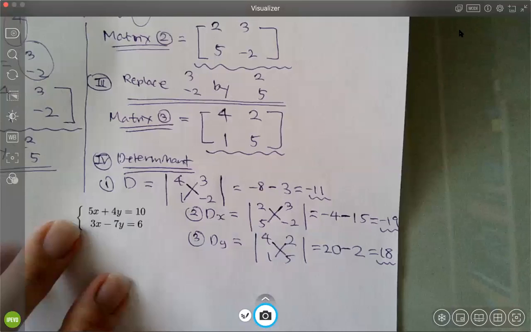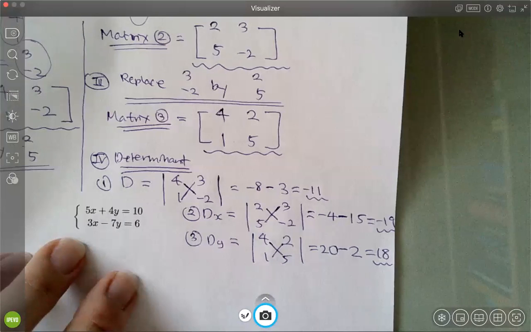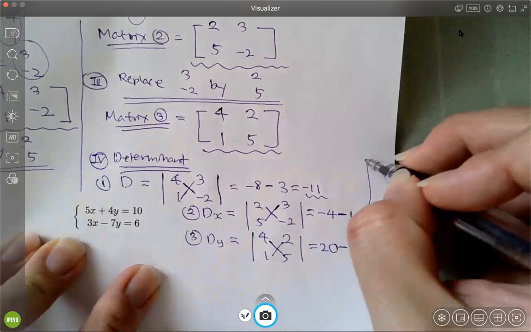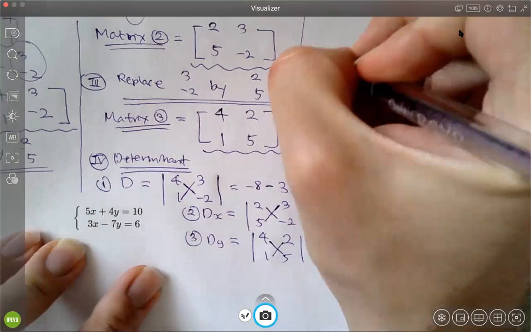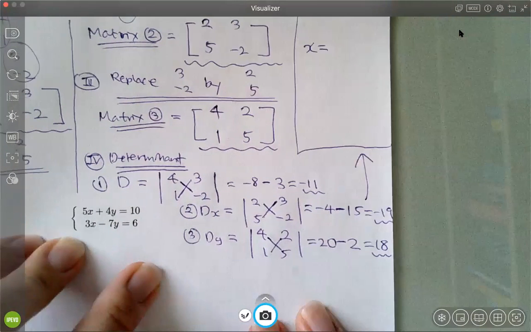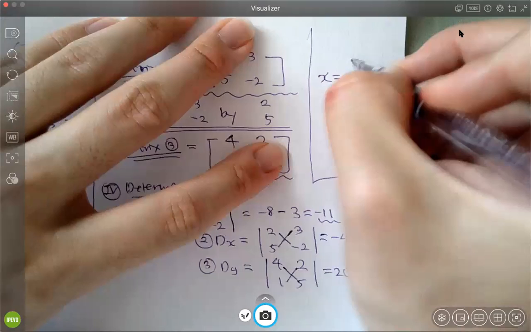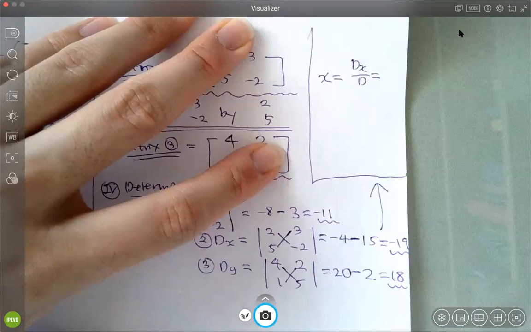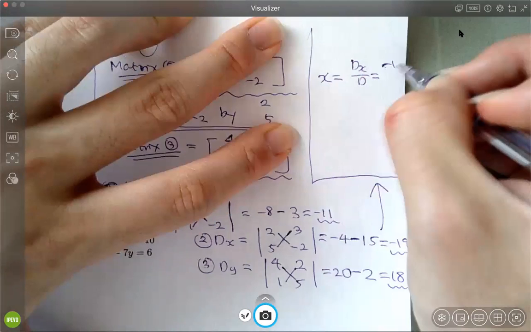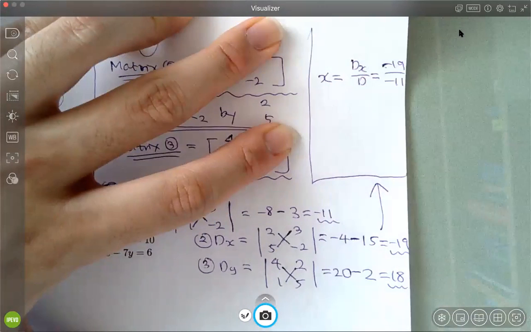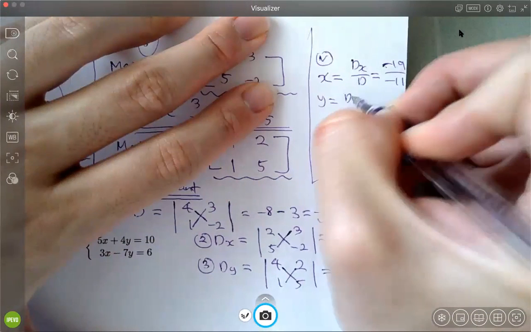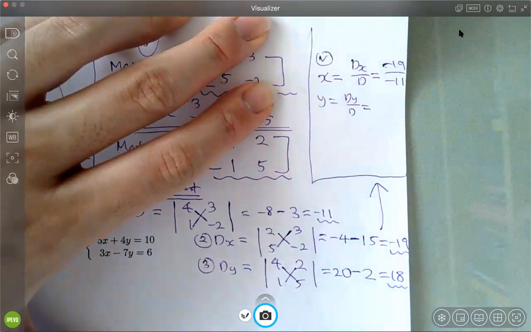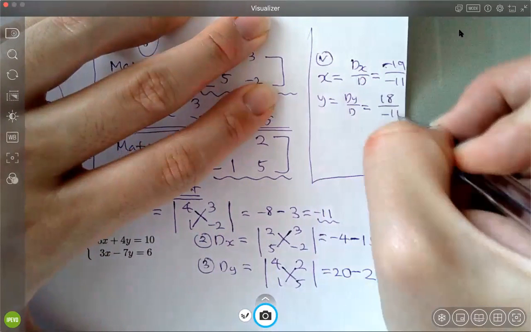From here, let me go up instead. So x is equal to dx over d. So what does that mean? The x was what? -19 over -11, which is d, right? And then y is dy over d, and what is dy? 18 over -11, right?